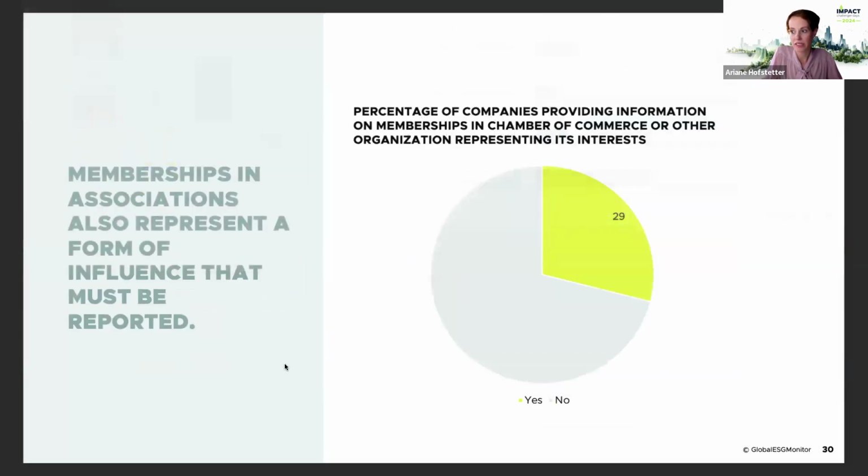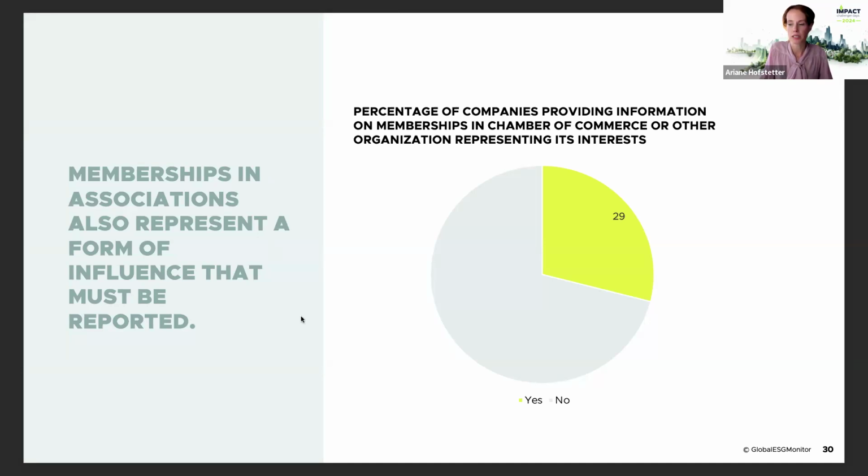Something which is really interesting we have displayed here is the memberships in associations, which is also one form of influence that could be reported according to ESRS. And so far, only 29% of the companies disclose this information. This comes from GRI 2-28. They also require the disclosure of memberships in associations and interest groups. So you can see here both standards are overlapping.